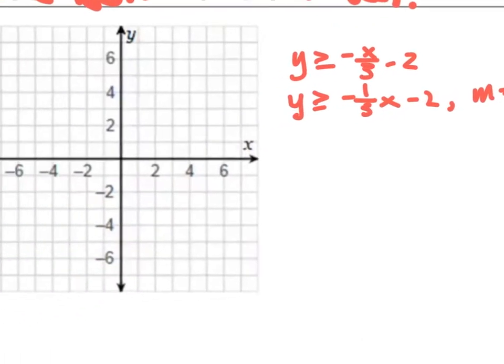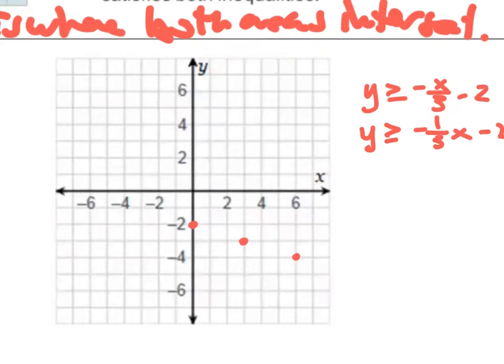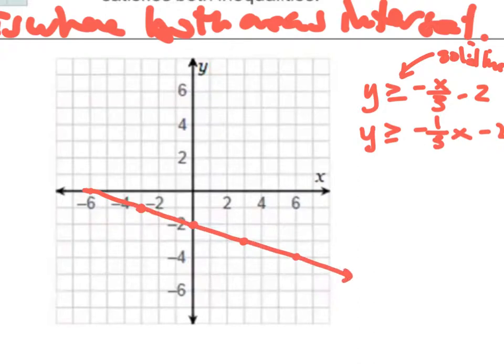So I'm going to come over here and plot the y-intercept of negative 2 here, and then a slope of negative 1/3. So down 1, to the right 3; down 1, to the right 3. Up 1, to the left 3; up 1, to the left 3, and so on. Now because my line is greater than or equal to, we're going to have a solid line, and I'm going to connect all of these points with a line. We know that y is greater than or equal to all of this.